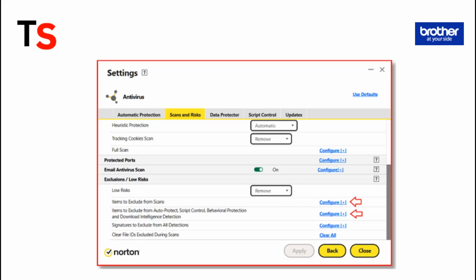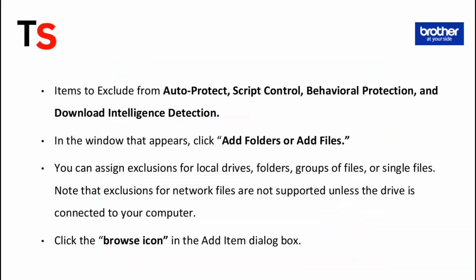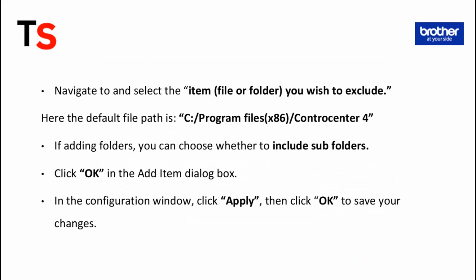So click on the Configure button and click Add Folders from the opened window and click the browse icon to add items, and go to the item you wish to exclude. Then you have to add the path C:\Program Files (x86)\Control Center 4. Make sure you have enabled Include subfolders and click OK and click Apply. Then click OK to save your changes.